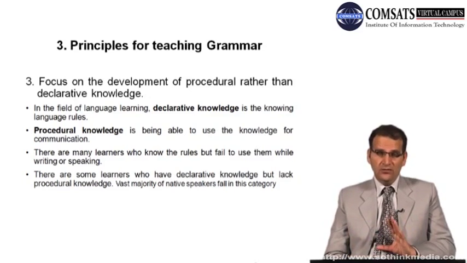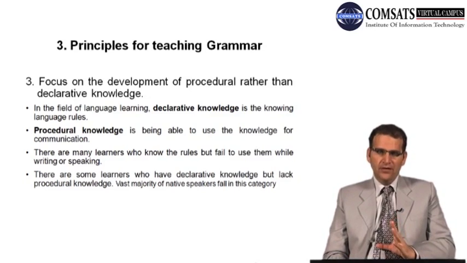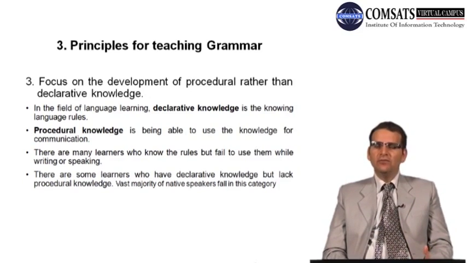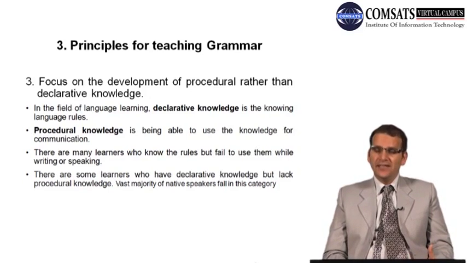But again, it is not hard and fast. It is not a sufficient condition, right? There are many learners who know the rules but fail to use them while writing or speaking. And there are some learners who have declarative knowledge but lack procedural knowledge. A vast majority of native speakers fall in the opposite category. If you see native speakers, they have what? Procedural knowledge, but they may not have declarative knowledge.